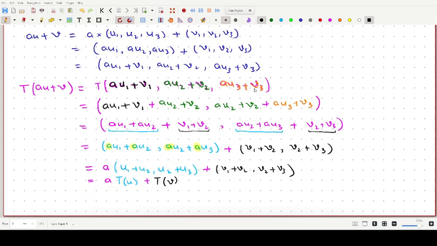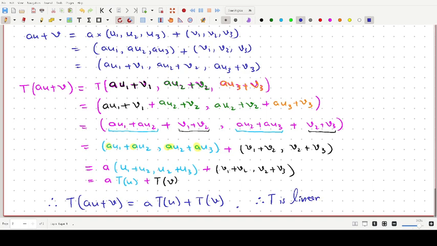So what we can write here is, therefore T of AU plus V is equal to A times T of U plus T of V, right? So therefore T is a linear transformation. And that ends our beautiful proof over here.